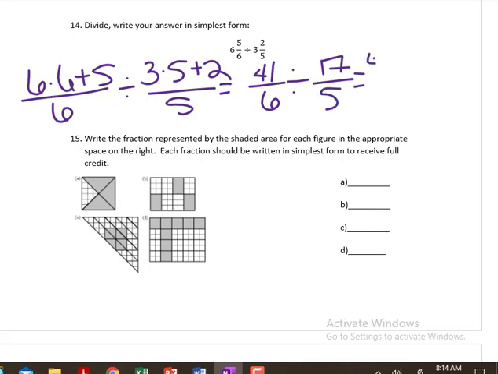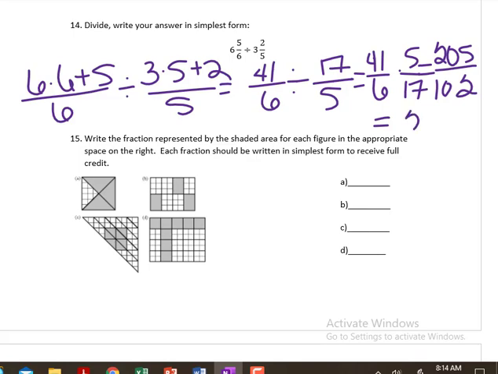Invert and multiply. I'm looking for any terms that I could cancel, and I don't have any. So our answer here will be 205 over 102. Now I'm going to write my answer as a mixed number because my number started as a mixed number. And so this would be equal to 2 and 1 over 102.